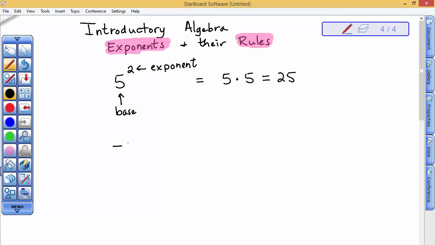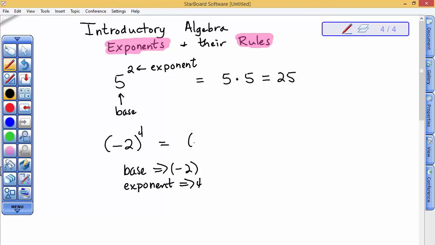So in this negative 2 to the fourth power, the base is a negative 2. The sign and all, because it's in parentheses. And the exponent for this one is that positive 4 is the exponent. Now what does it mean? It means take a negative 2 times a negative 2 times a negative 2 times a negative 2, 4 times, and when you do that you get a positive 16.